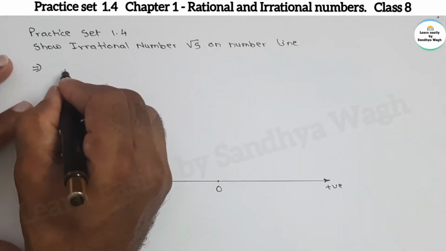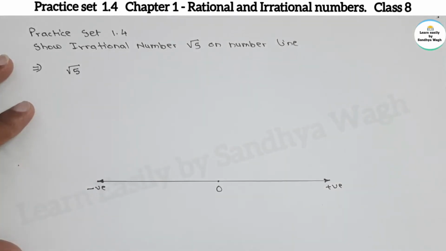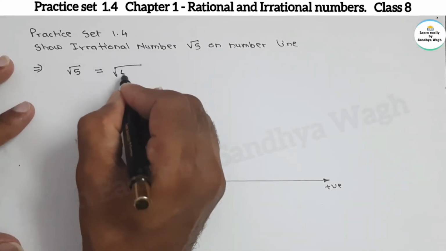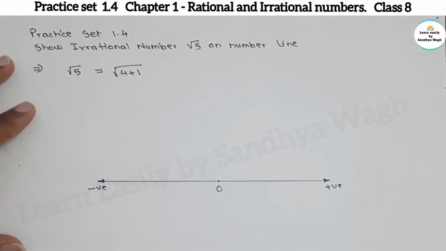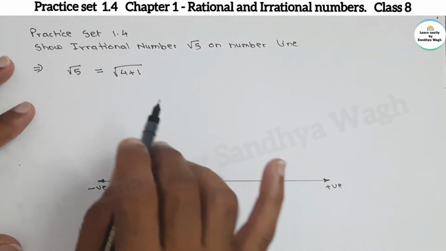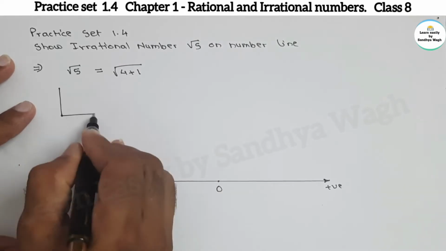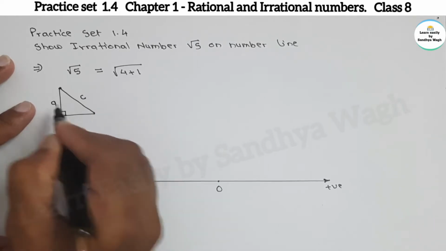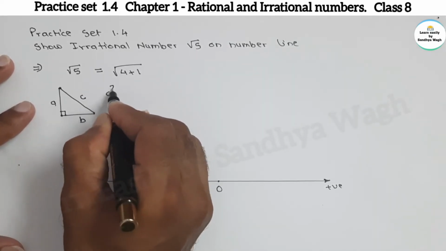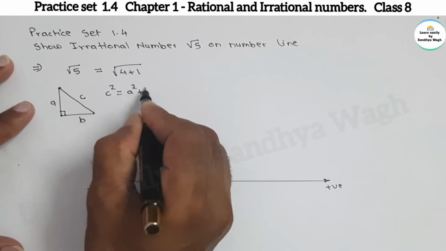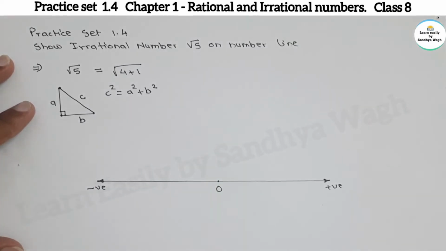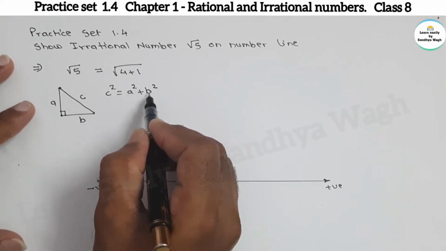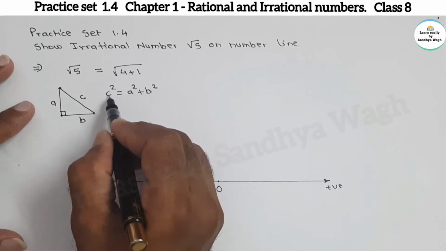Now see, root 5 we can say is nothing but root of 4+1. Again here we are going to use the Pythagoras theorem. We know if this is a right angle triangle, and if this side is C, and these are A and B, the Pythagoras theorem is C square is equal to A square plus B square. If we know these two sides, we can get this side C.